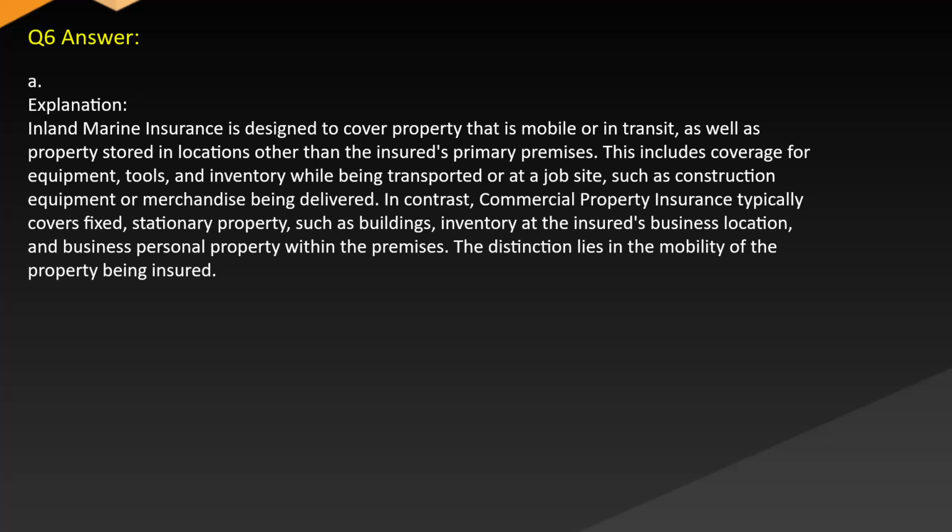Answer. A. Explanation. Inland marine insurance is designed to cover property that is mobile or in transit, as well as property stored in locations other than the insured's primary premises. This includes coverage for equipment, tools, and inventory while being transported or at a job site, such as construction equipment or merchandise being delivered. In contrast, commercial property insurance typically covers fixed, stationary property such as buildings, inventory at the insured's business location, and business personal property within the premises. The distinction lies in the mobility of the property being insured.